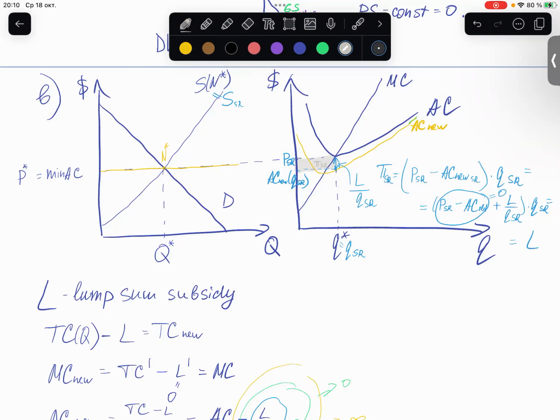What are government spendings on such subsidy? They are huge, yes, because... How to show the deadweight loss from such subsidy? The producer surplus. So let's find. Producer surplus now is this.